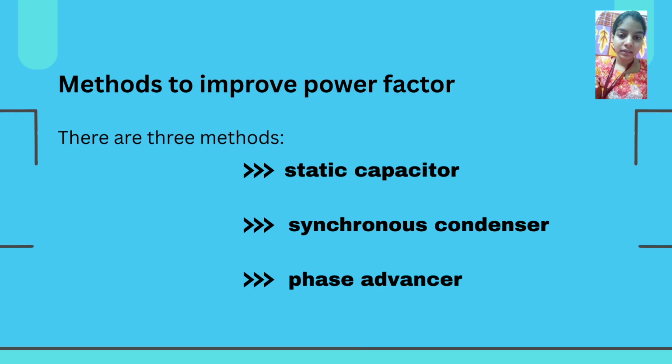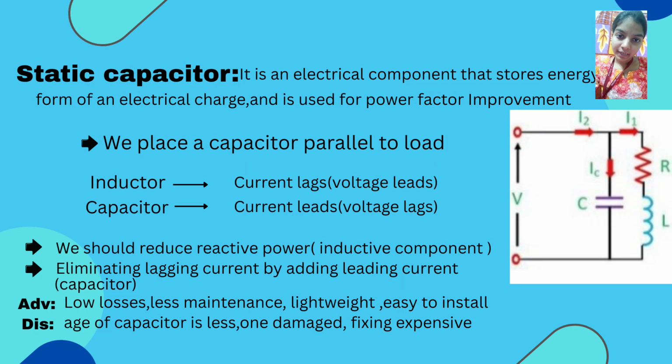And there are 3 methods to improve the power factor. They are the static capacitor, synchronous condenser, and the phase advancer. And first one, static capacitor. A static capacitor is an electrical component that stores energy in the form of an electric charge, and it is used to improve the power factor. In static capacitor, we place a capacitor parallel to the load.